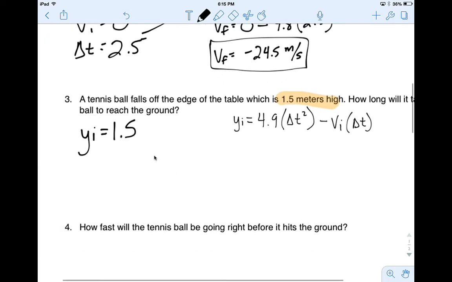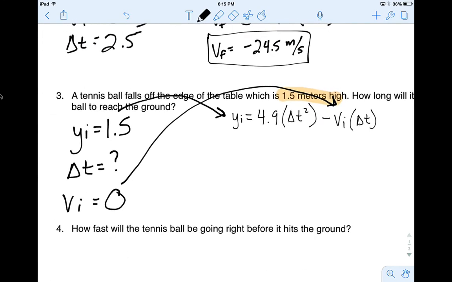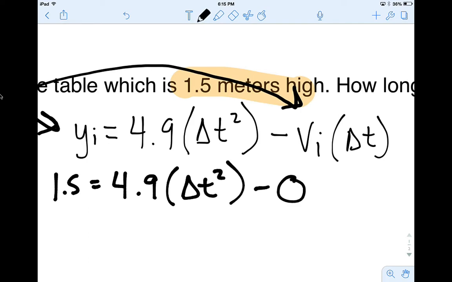Again, I know my other variables are delta T and VI. VI, again, we know that's 0. Now, delta T becomes my question mark here, so I'm trying to solve for delta T. I'm going to take my 1.5 and plug that in for yi, leave my delta T's, and my 0 is going to go in place of VI. So yi now is 1.5 equals 4.9 times delta T squared minus 0 times delta T.